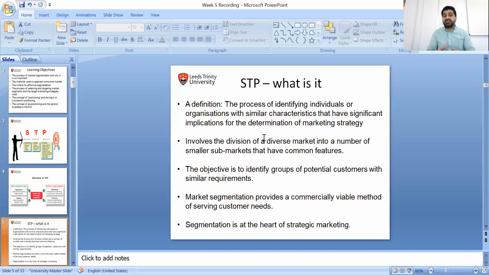Segmentation is at the heart of strategic marketing. Basically, it's all about the customers' needs, what they are looking for, and the identification of such customers is all about STP.